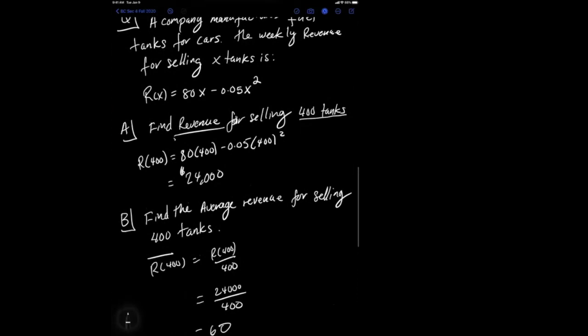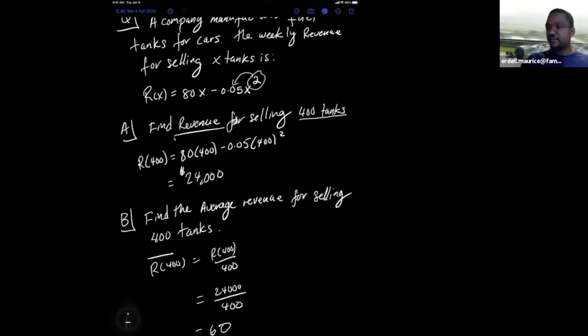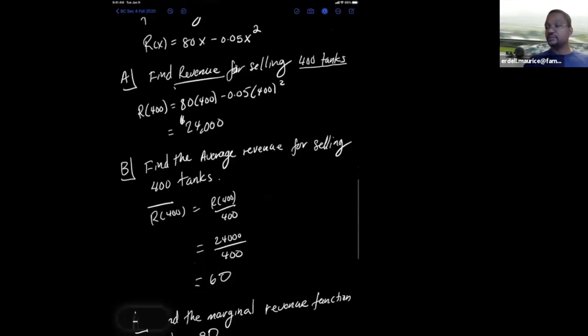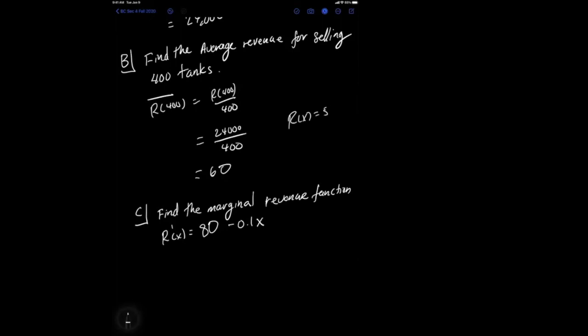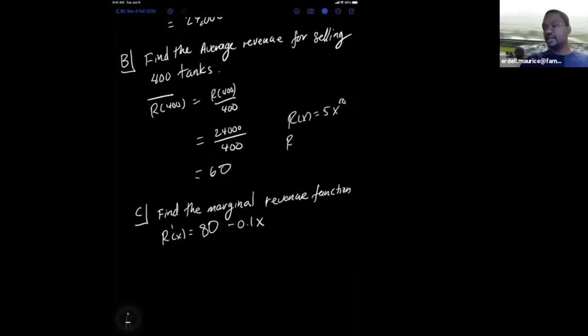You have to take the power and multiply it by the coefficient, right? And then subtract 1 from the power. And so that will give us negative 0.1 x to the first power. Remember, if I have R of x equal to 5x to the 10th power, then R prime would simply be 50x to the 9th power. That's your derivative right there. You multiply and then subtract 1 from the power.